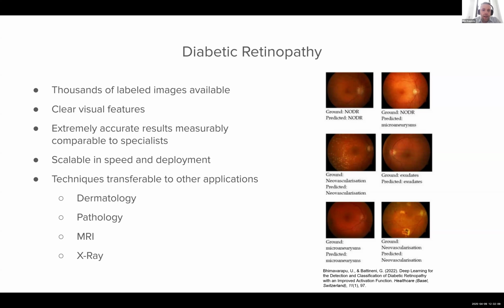And then interestingly, I guess those same types of techniques are potentially transferable to other applications, because it's really just looking for features within patches of an image. You might apply the same sort of technique to dermatology or pathology or MRIs or X-rays, and these have been used in these applications. But I think this is one of the more successful results that have come out of machine learning in clinical practice.